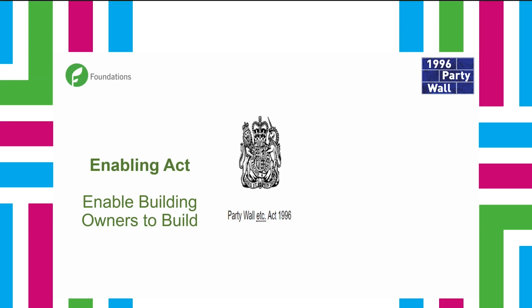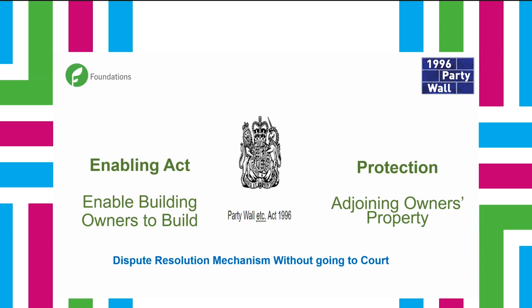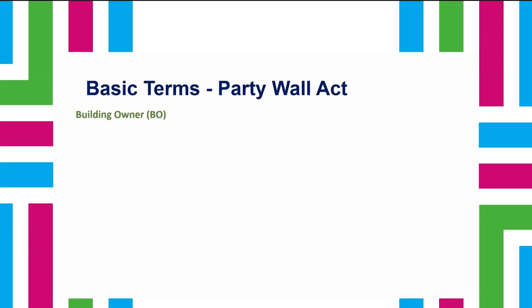It's to enable building works to be done. It's not there to stop you doing works. It's to enable building works, but it's also to protect the adjoining owner, so your neighbour's building. It's sort of 2 sides of the coin. And the way it works is it's a dispute resolution procedure, trying to keep people out of court. Or at least that's how it started. So this is quite important.